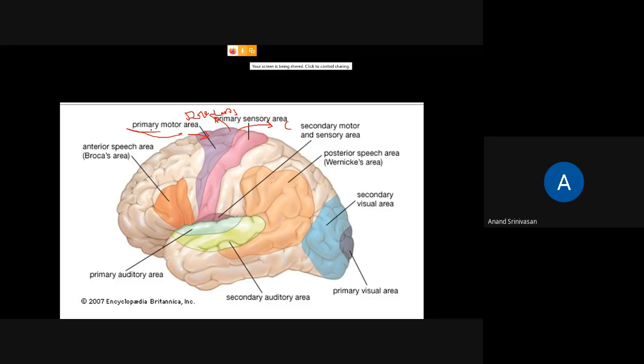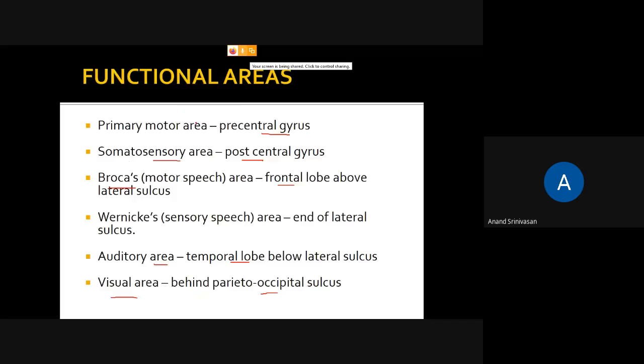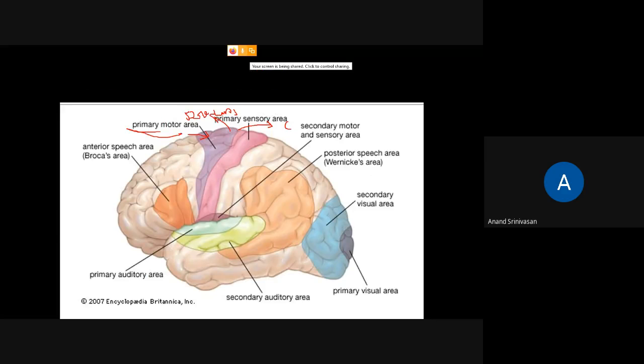What is the meaning of primary motor area? This is the place where the actions are formed. Suppose you want to lift a pen or type, this impulse starts from this part of the brain. So this is the primary motor area. Now coming to the next part, the primary sensory area.